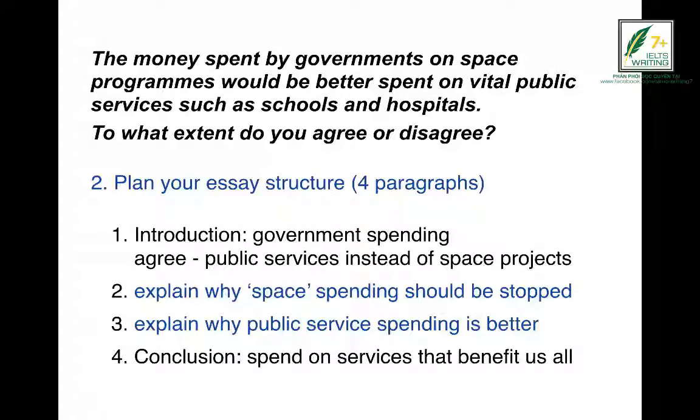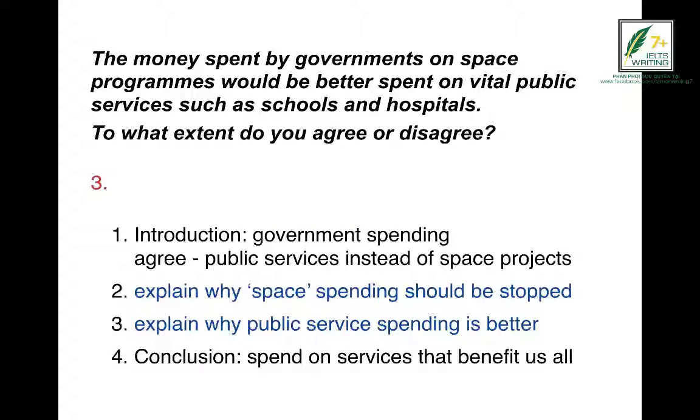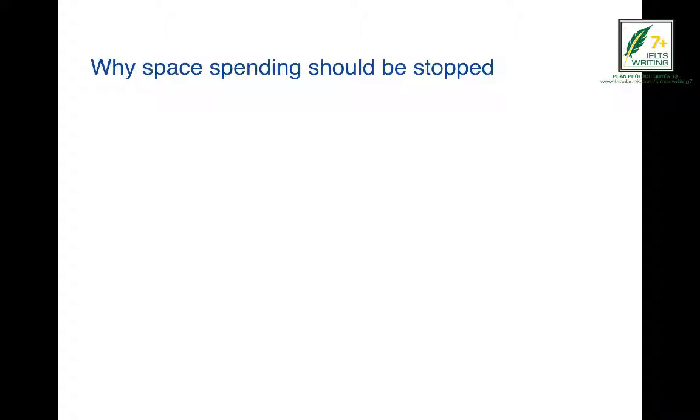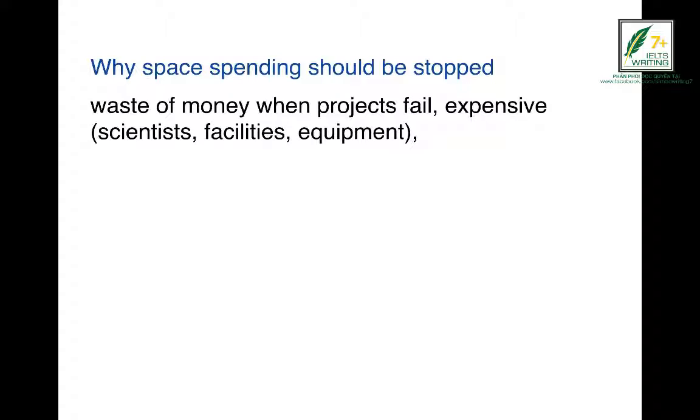The next and final step of planning, number 3, is plan ideas for the 2 main paragraphs. About 6 minutes, 3 minutes planning ideas, brainstorming for each one. Let's do that now. The first main paragraph was about why space spending should be stopped. Here are some of the ideas that my students gave me when they were brainstorming. Waste of money when projects fail. Expensive.